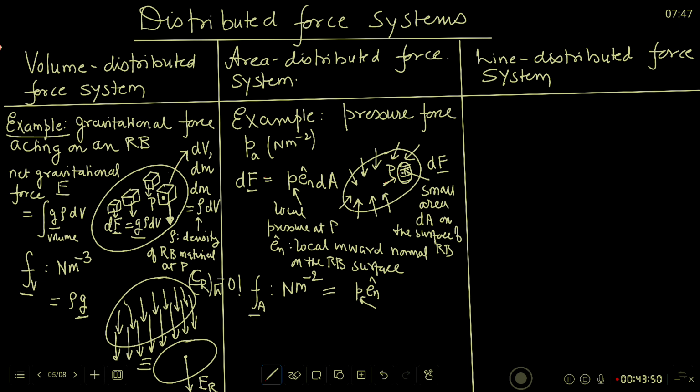Okay, in that case the small p will be changing with the location of the point of interest or small area of interest. Nonetheless, we will characterize this area distributed force with this function Fa, which in this case is P times En. Alright, and if we have to get the net force in this case, then that net force will have to be calculated as the integral of Fa dA, and this integration has to happen over the body surface.